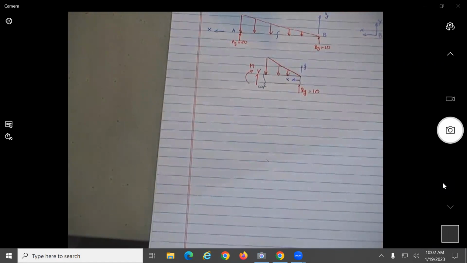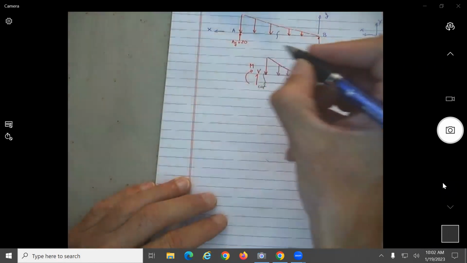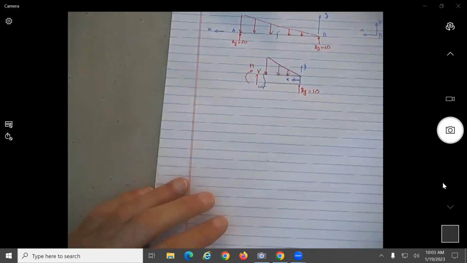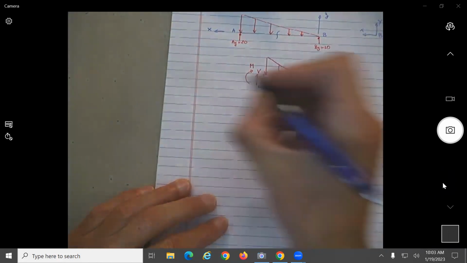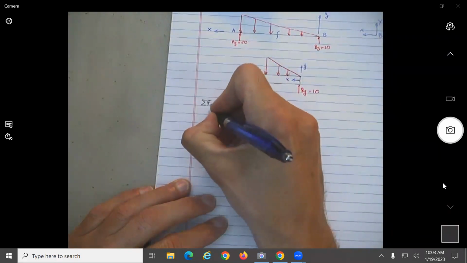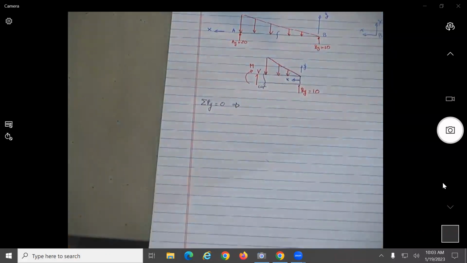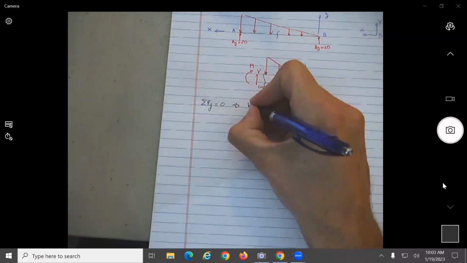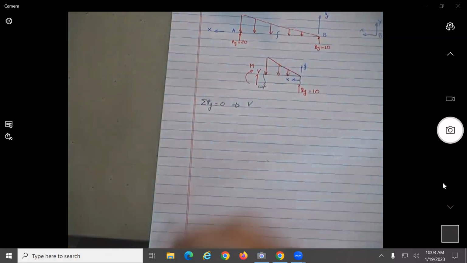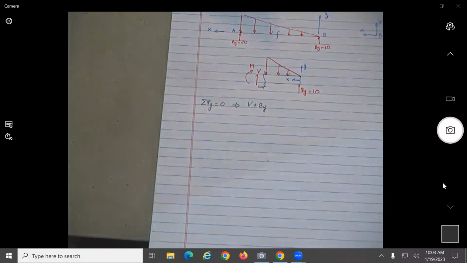I'm missing something here on this figure, but let's see if we figure out what that is. Now, if we want to find the equation for the shear, what should we do? It's a procedure. In what direction is the shear? On the Y. So we do summation of forces on the Y. So what do we have over here? V plus BY.